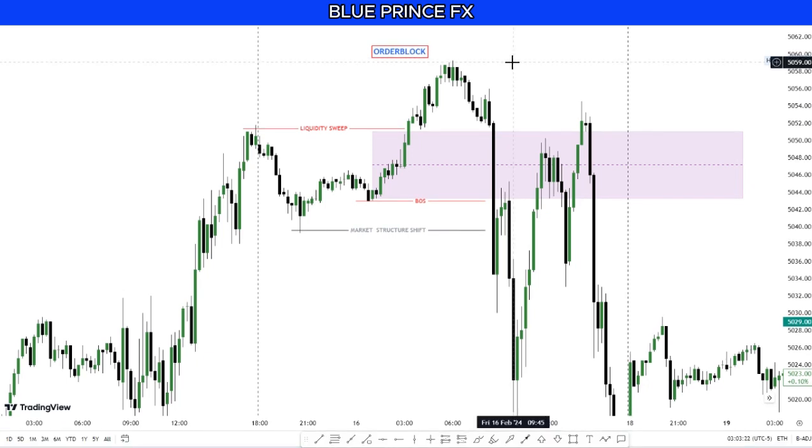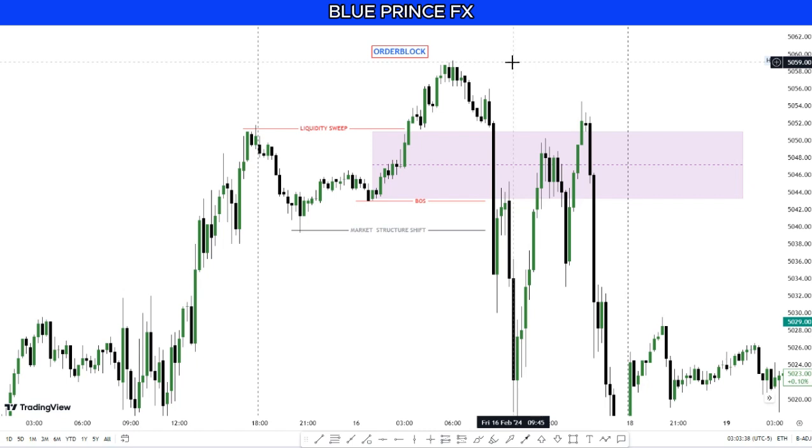Okay guys, now let's talk about what a PD array is. A PD array simply refers to two things. The P is for premium area and the D is for discount area. So basically, PD arrays are arrays that are found in a premium and/or discounted market.